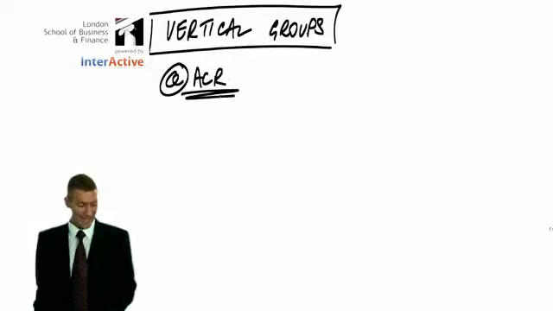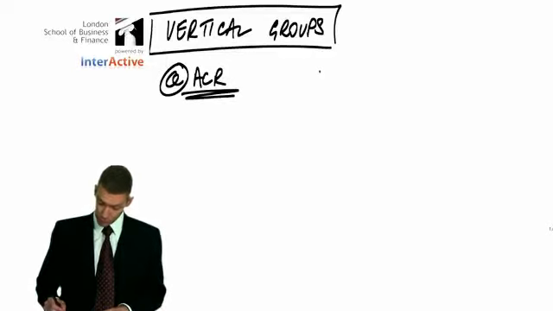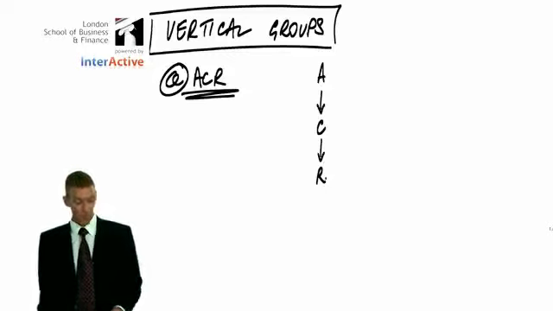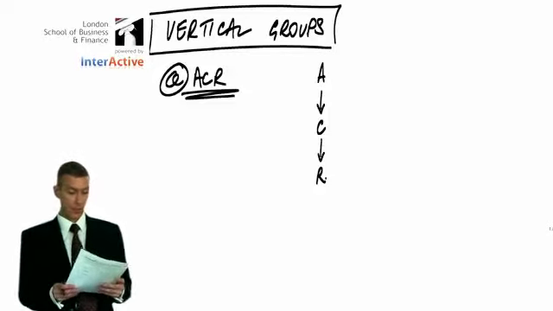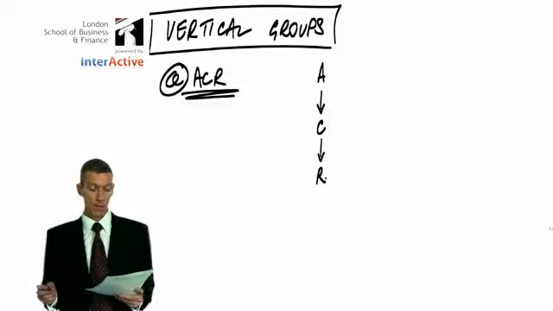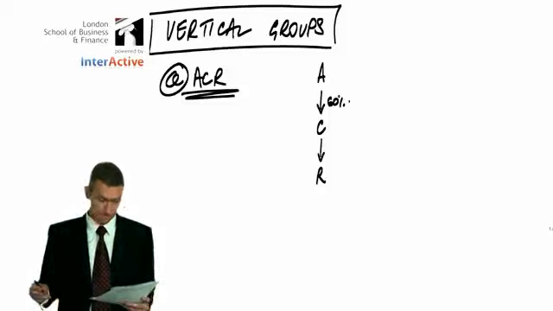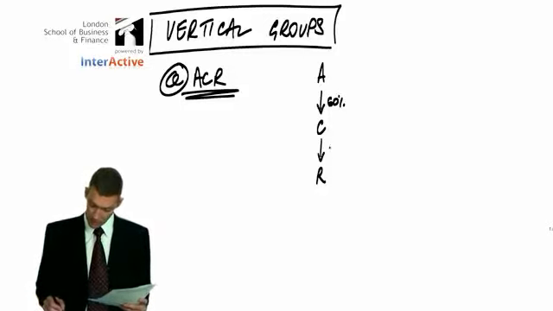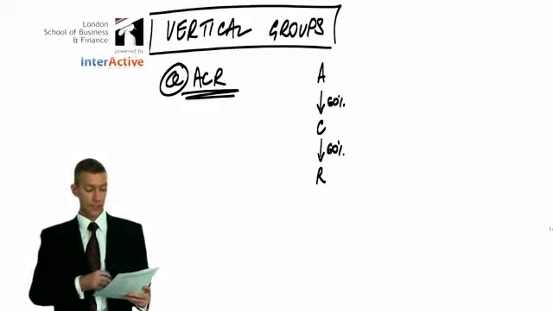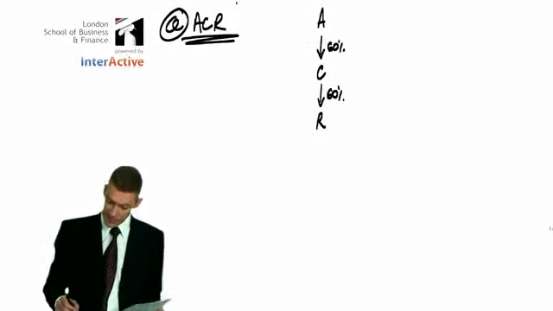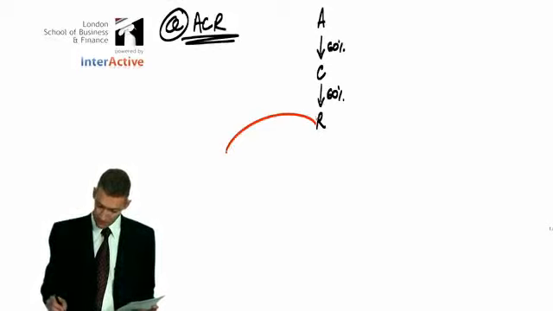The first question is called ACR and has a vertical group structure like this. The ownership percentages are given in the question. Here's the copy of the question for me. Parent A buys 60% of C, which in turn buys 60% of R. And the question is: calculate the non-controlling interest in the group. Nice question. Essentially that means the NCI of R.